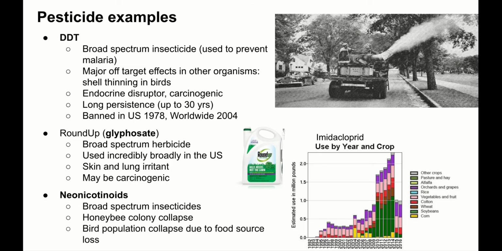That means that we're also seeing bird populations collapsing due to the loss of a food source. So we are seeing a bit of a drop off now in neonic usage, but it's still used pretty pervasively across the US, and the effects of its usage are going to be pretty long lasting as well.